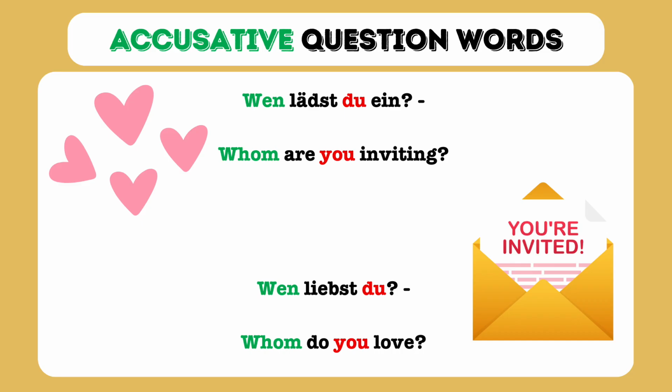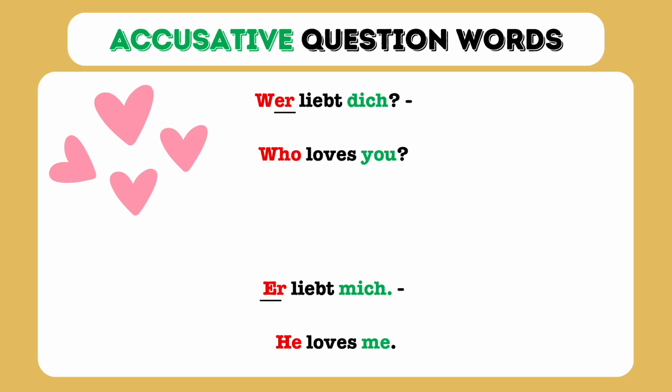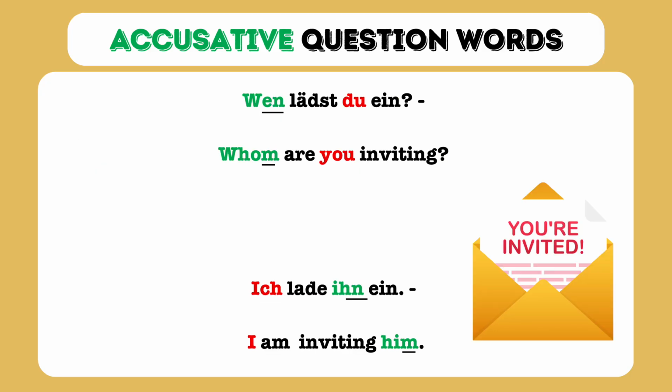"Wen lädst du ein?" Whom are you inviting? "Wen liebst du?" Whom do you love? In both of these, you are the one that is doing something. You are inviting, and you are loving. The whom that we are asking about is the direct object of the sentence, which makes us use "wen" instead of using "wer." If you were to switch these around as answers to the questions, you would say, "Er liebt mich," he loves me. Or you would say, "Ich lade ihn ein," I am inviting him.